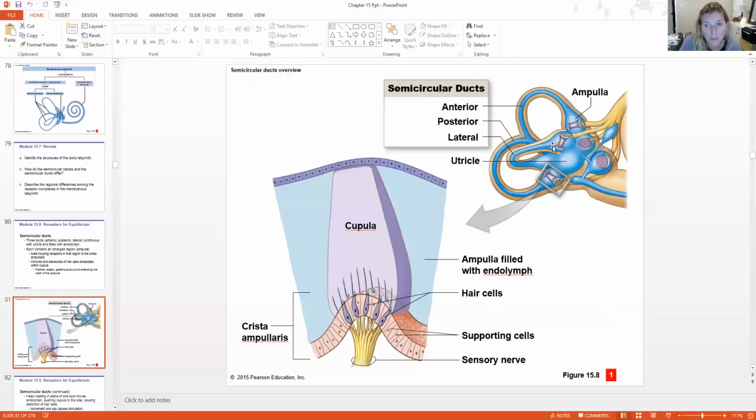Within the ampulla is a structure called the cupula. Our cupula is made of a part called the crista ampullaris, which has supporting cells and hair cells. Remember, hair cells are the special receptors in our ear. They have cilia, stereocilia, and kinocilia. They're all there to detect movement. It's filled with endolymph, and it's all connected to a sensory nerve.